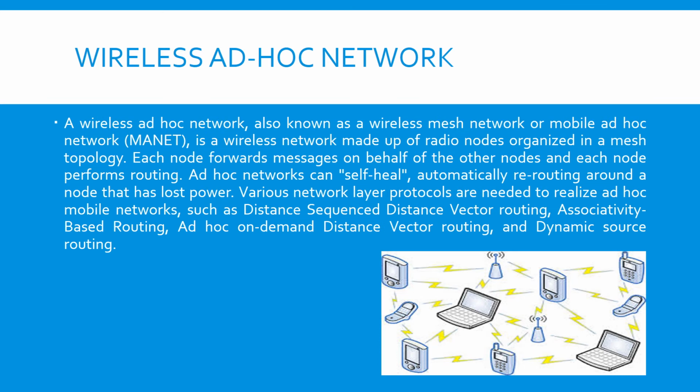Now, wireless ad hoc network. What is an ad hoc network? An ad hoc network is a type of network which connects a particular device to its own network temporarily. The meaning of ad hoc is for a certain period of time, or temporarily. This is known as an ad hoc network.